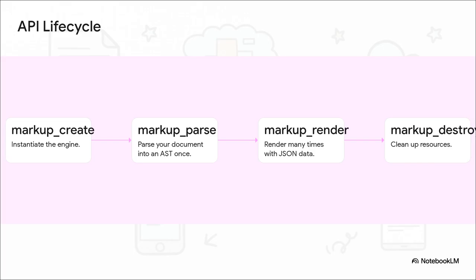Next, you run markup parse to compile your document into an abstract syntax tree, an AST, and you only have to do that once. After that, you can call markup render as many times as you want, just feeding it different JSON data payloads each time. When you're totally done, markup destroy cleans the whole thing up. Parsing might be heavy, but rendering from that AST, it's lightning fast.